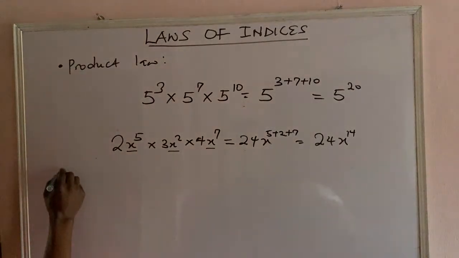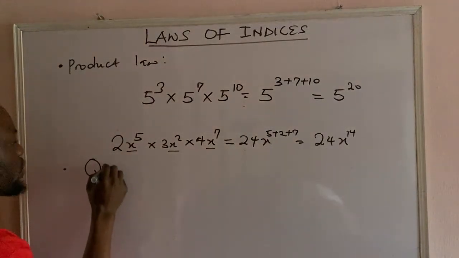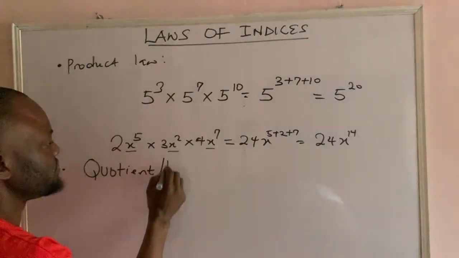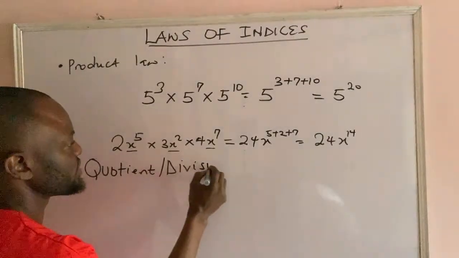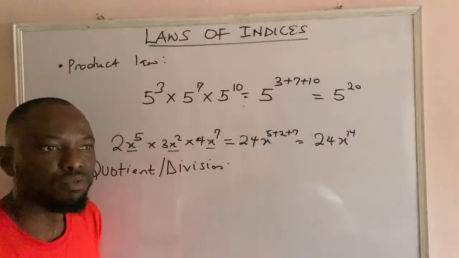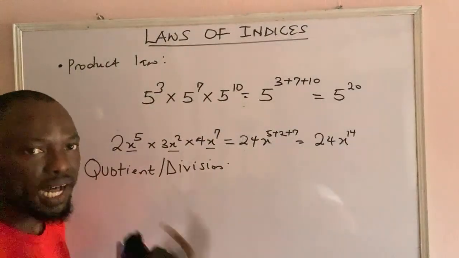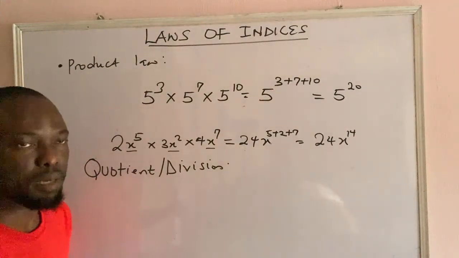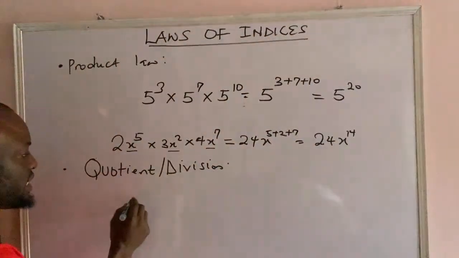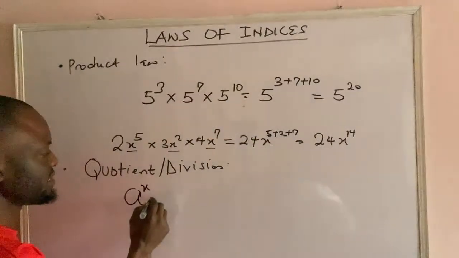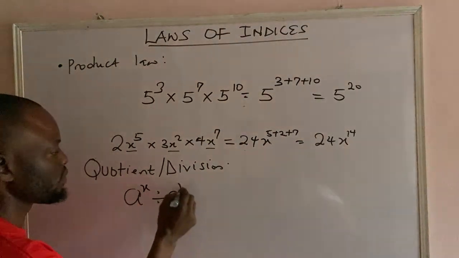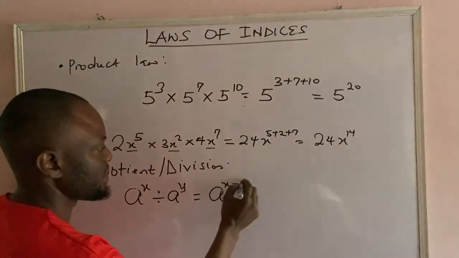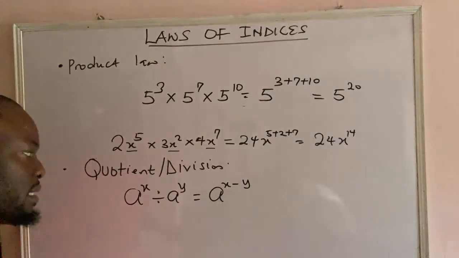So let's move to the next one. It is called the quotient, or division. Quotient simply means division. Now, for products, we add their power. For quotient or division, we subtract their power. So let's go quickly. If I have a to the x divided by a to the y, then my result will be a to the x minus y. It's as simple as that.